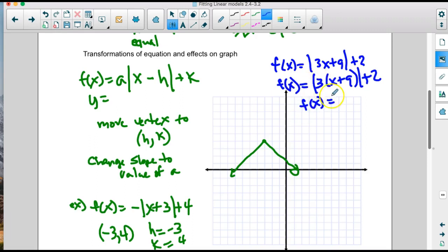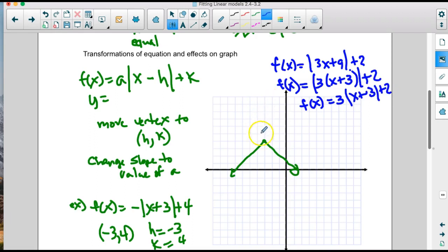We could factor out that 3 and take the absolute value of it because it is a number, so we can do that. We can't do that with the x plus 9. I'm sorry, we need to factor that, so that's not correct. That is x plus 3 here, because 3 times 3 is 9, so x plus 3 plus 2.